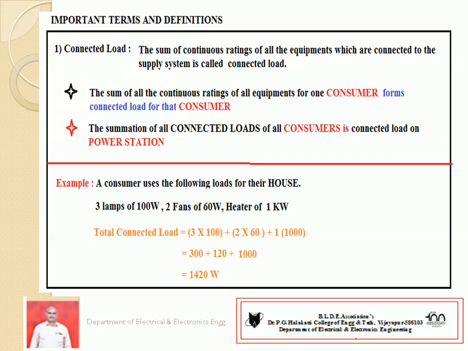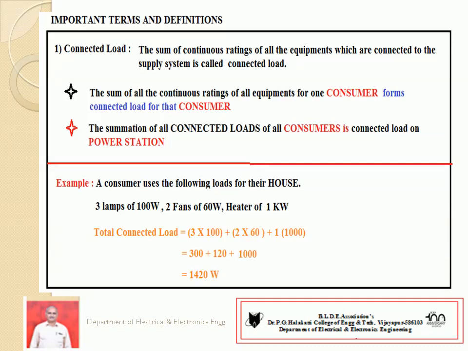Number one, connected load. Connected load means the sum of the ratings of equipments connected to a single phase supply. It may be for a consumer, or later on it may also refer to the connected load on a power station. The sum of all connections, ratings of equipments of one consumer is referred to as consumer connected load.